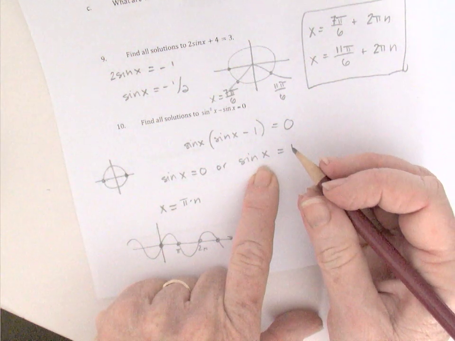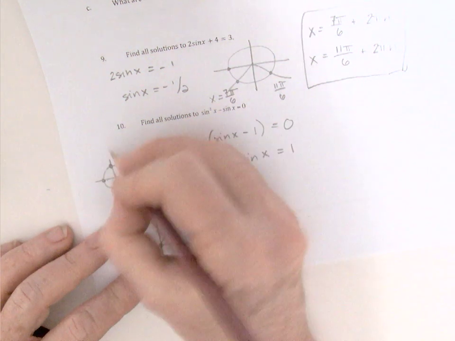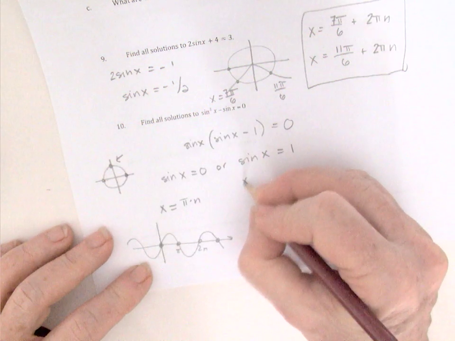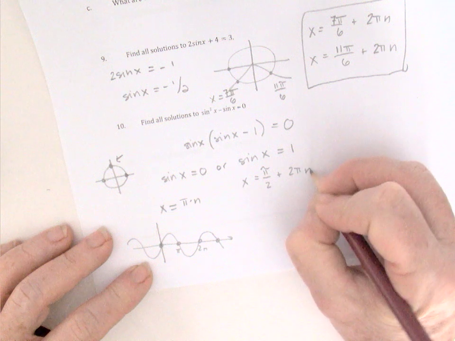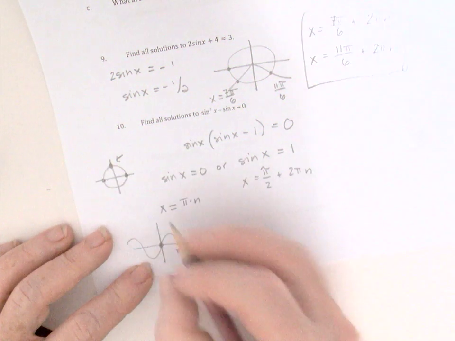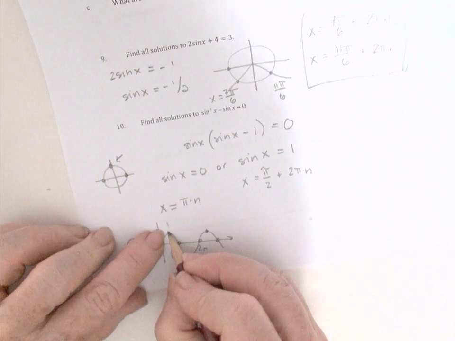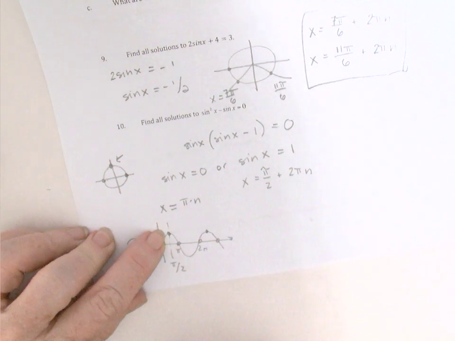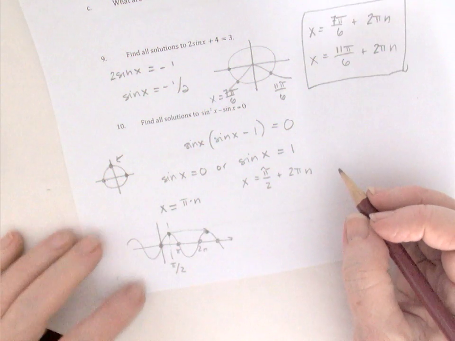Sine of x is equal to 1. Well, you can either look at the unit circle. So that would be at x is pi over 2 plus 2 pi n. There's only one place where that's the case. Or look at the graph of sine. Over here, this is where sine of x is equal to 1 at pi over 2. But we're going to also find a spot if we add 2 pi radians.